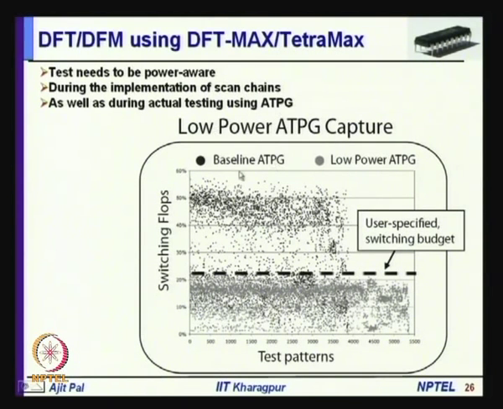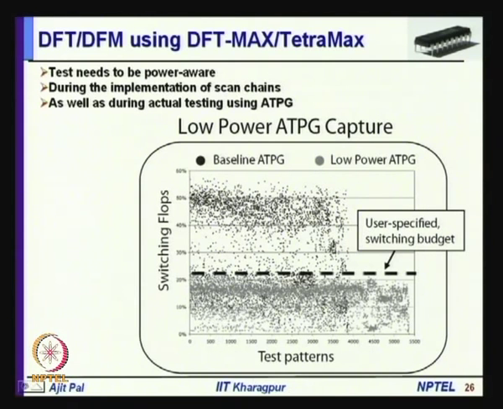So, this tool actually identifies how you should really apply the test sequence such that the switching budget is not exceeded. So, this is the baseline ATPG, and you can see here it is exceeding the user specified switching power budget, and this may lead to artificial failures.